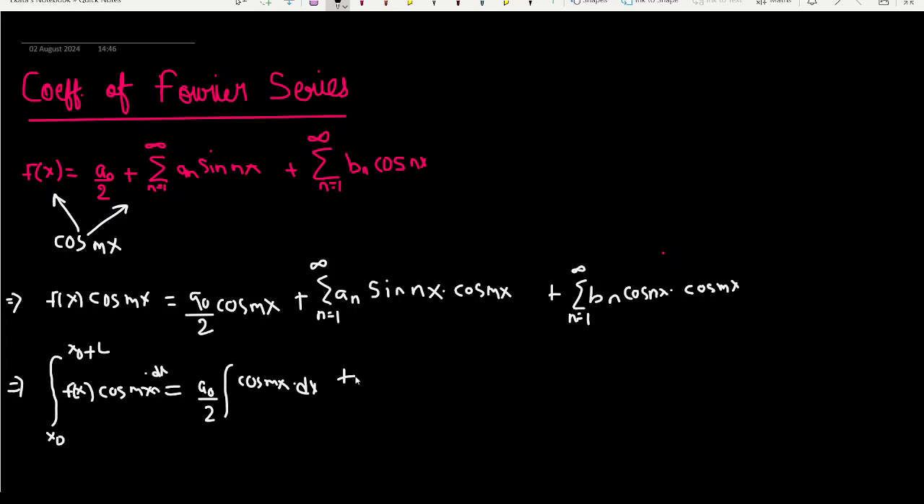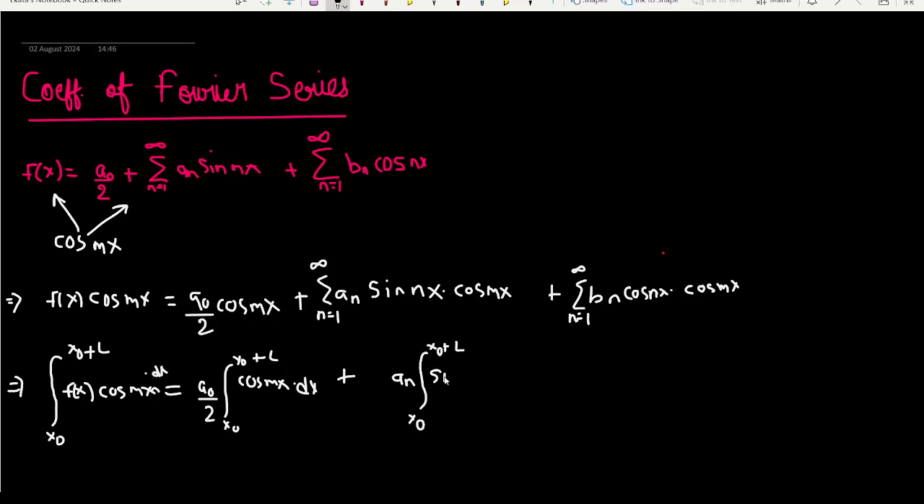I have not written dx, so that is a small mistake. When we do the integration we remove the summation sign, and since an is a constant it moves out of the integral, with the integration from x naught to x naught plus L. Generally sine and cosine have the time period of 2 pi, so you can also remove x naught and integrate from 0 to 2 pi, but using x naught to x naught plus L is also fine. It is not wrong.